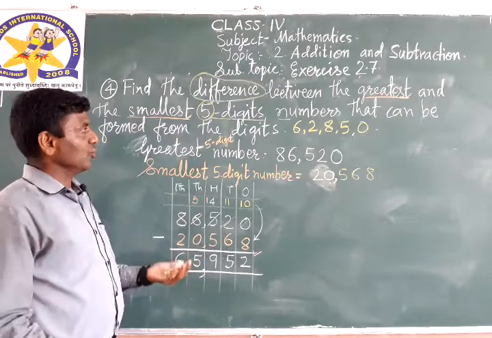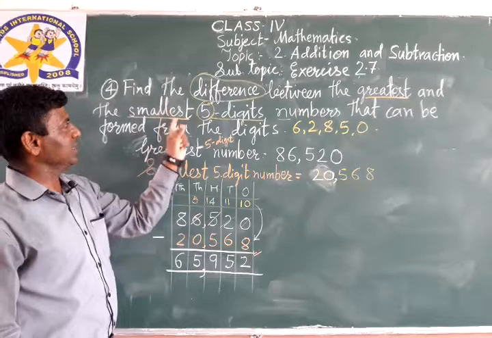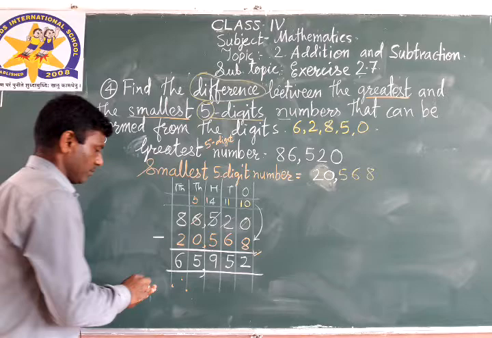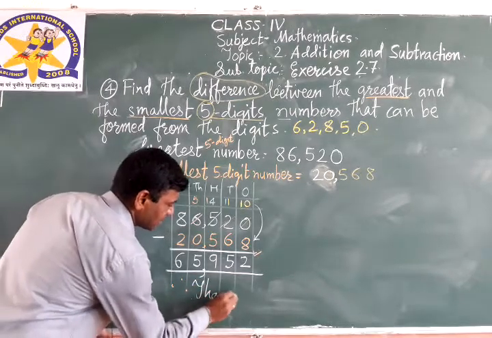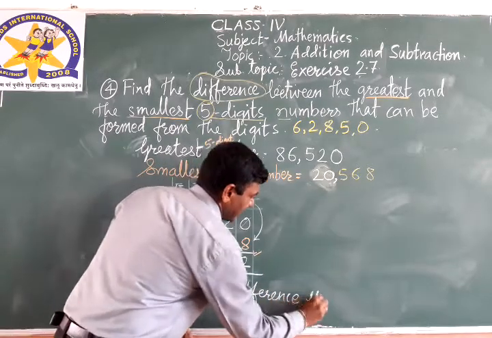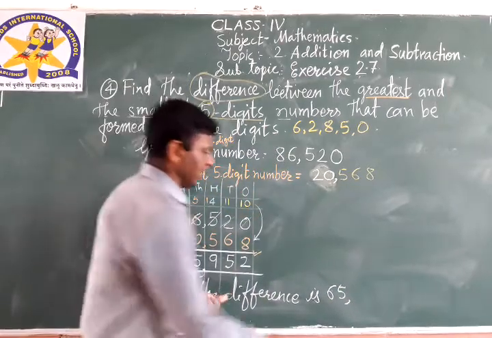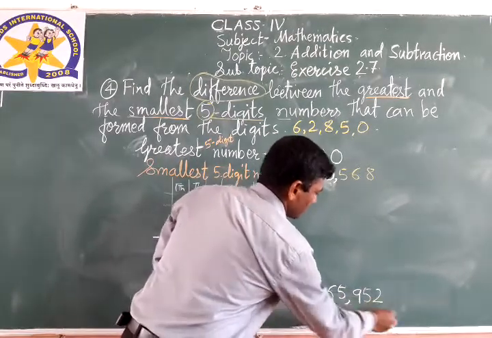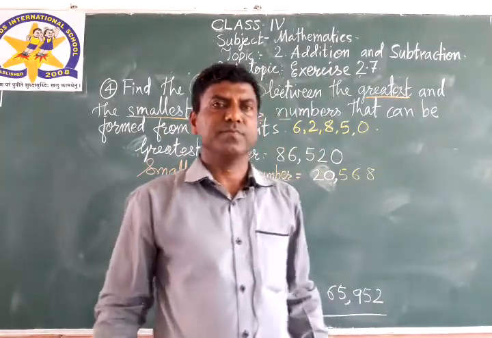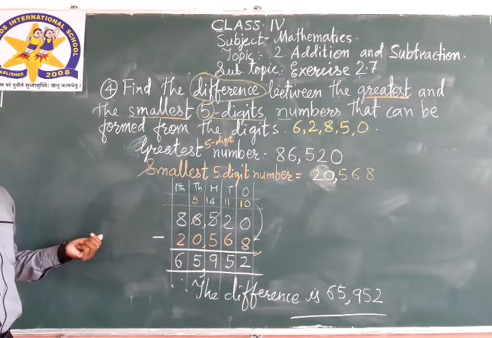Understand? So, the answer you have to write. Find the difference between the greatest and the smallest 5-digit numbers. So, therefore, the difference is 65,952. Understand? Got it? If you want, you can take a screenshot.